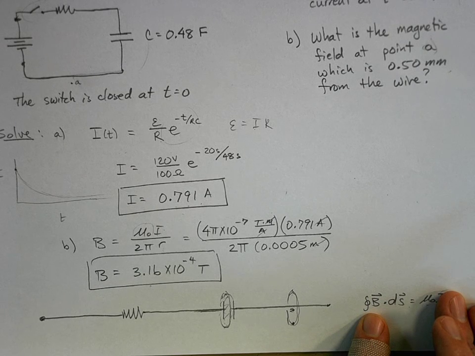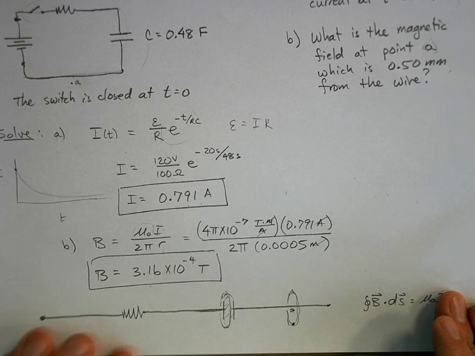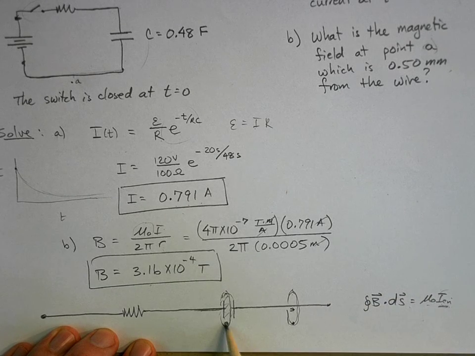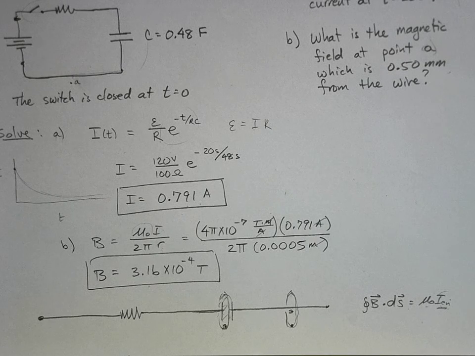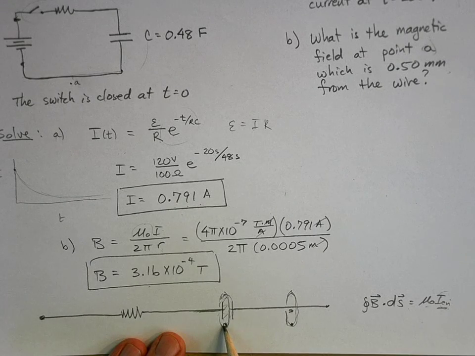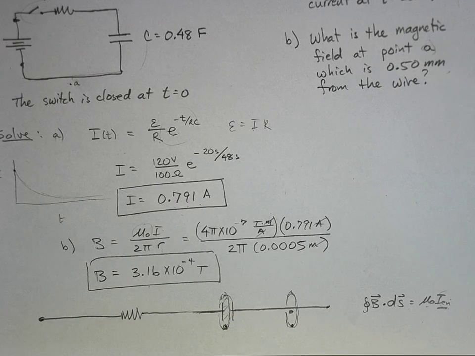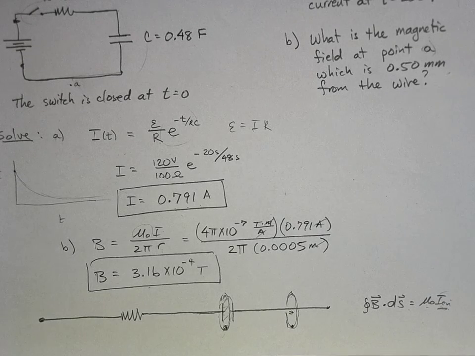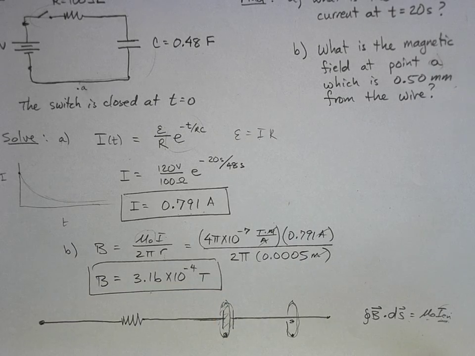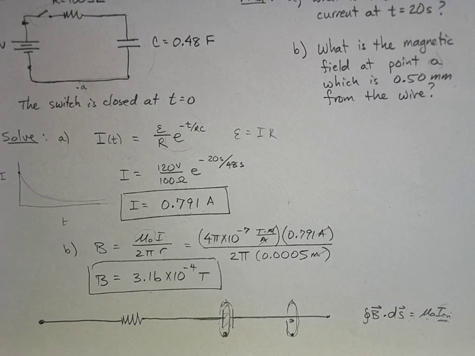But guess what? Right here and right here, we measure exactly the same amount of magnetic field. When we do the experiment, the capacitor has no effect on that. What's going on? Okay, well, that's the mystery we're going to solve next. That is all.